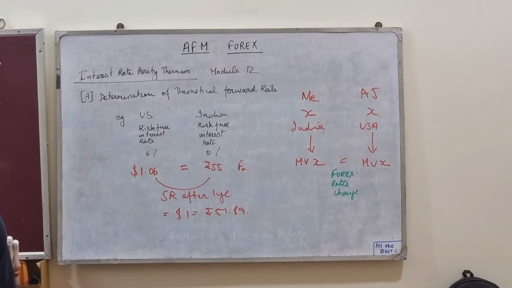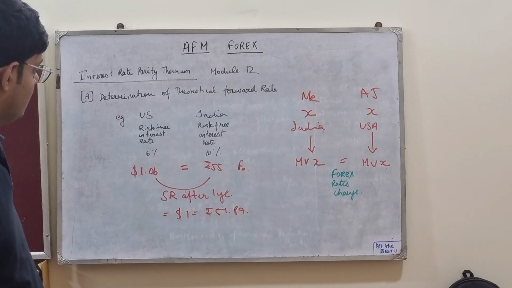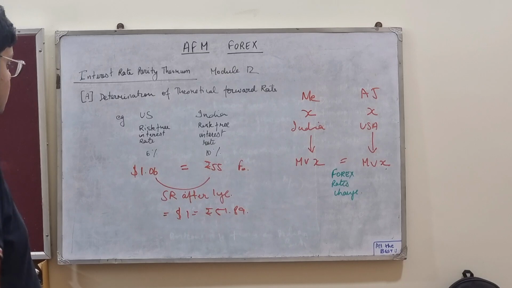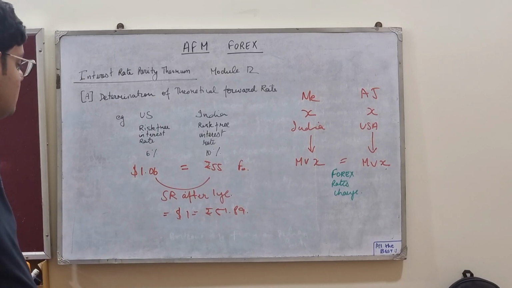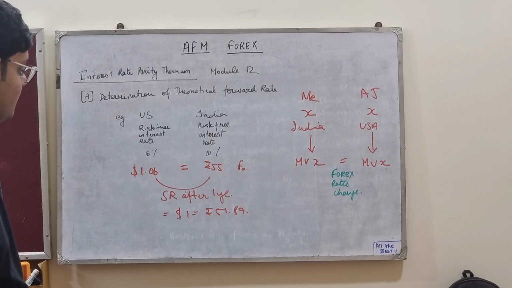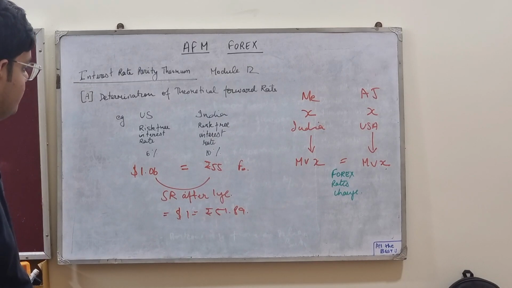That is the entire submodule A, determination of theoretical forward rate. All you have to do is take the maturity values of the deposits and equate them to get a direct quote. That would be $1 is 51 rupees and 89 paise. I hope this is understandable. I think this is the easiest way I could have explained it.